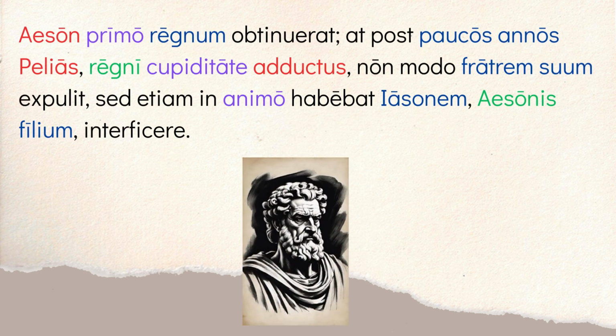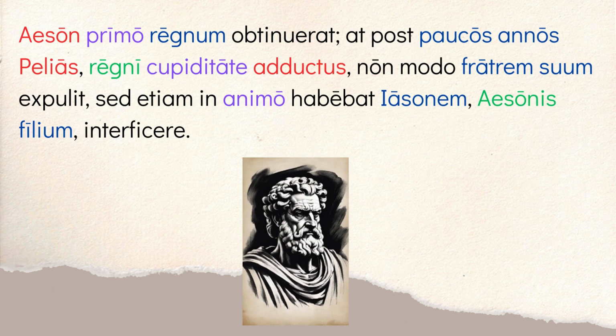Then you have Aison primo regnum obtinuerat, sed post paucos annos Pelias regni cupiditate adductus non modo fratrem suum expulit, sed etiam in animo habebat Iasonem Aisonis filium interficere. Okay, so you have Aison, right? One of those brothers. He had obtained the regnum, the rule, the kingship, right? The rule at first, primo. So at first, Aison had obtained the rule. Okay, but after a few years, so post paucos annos, so he becomes like the king in this region, right? But after a few years, Pelias, the other brother, he's described as adductus cupiditate regni, right?